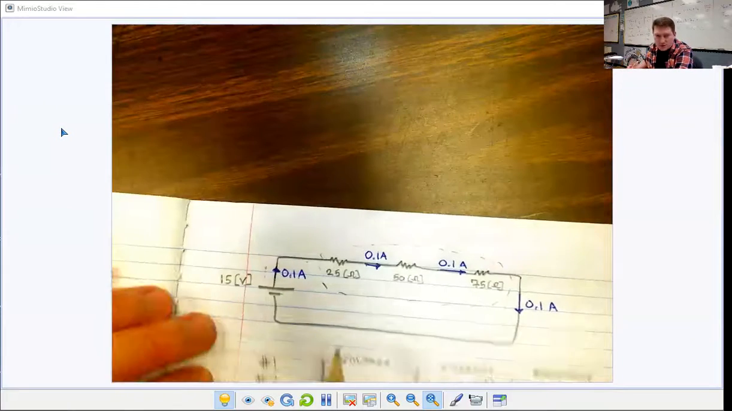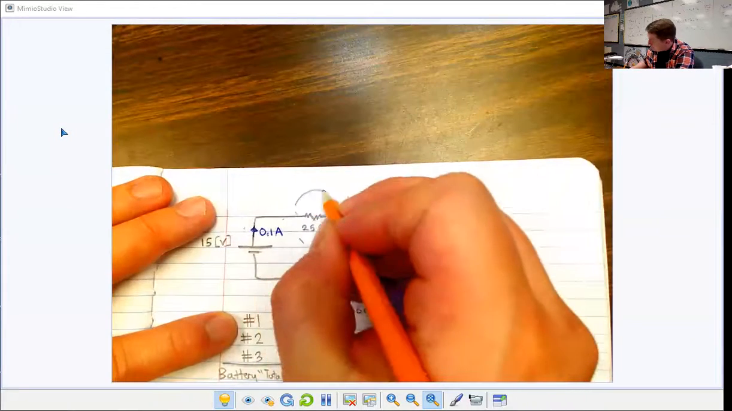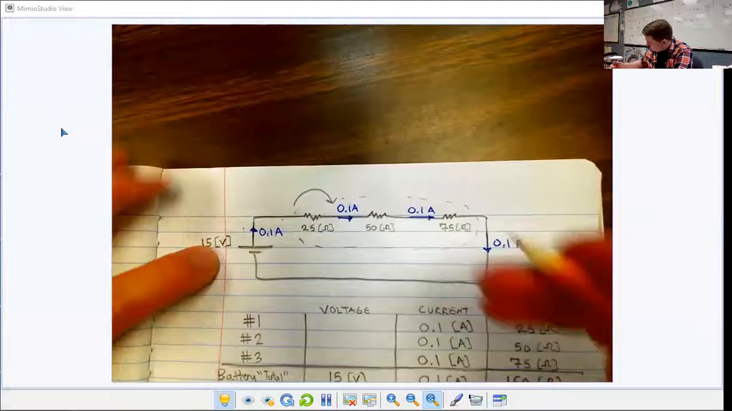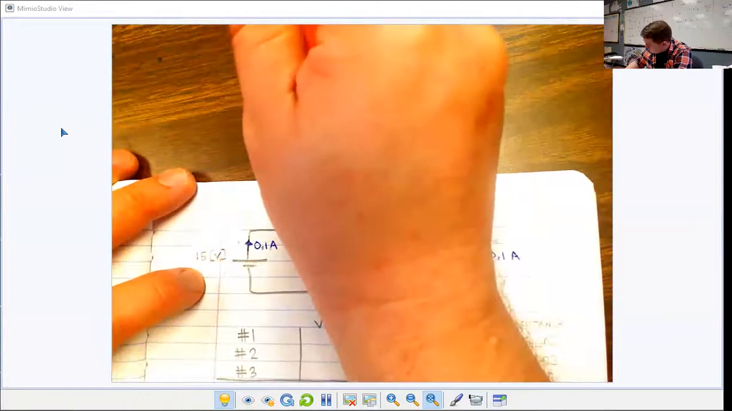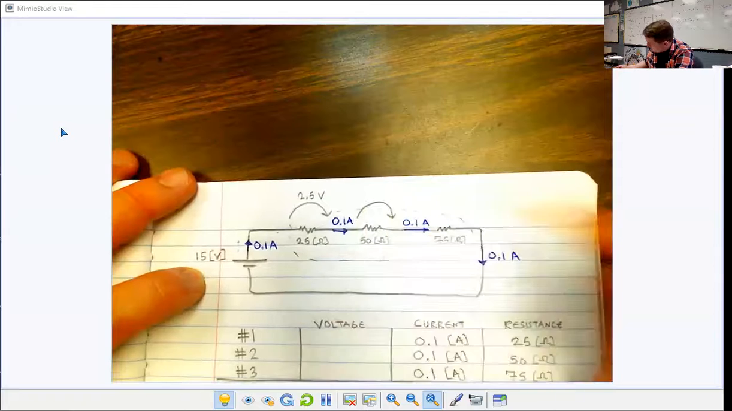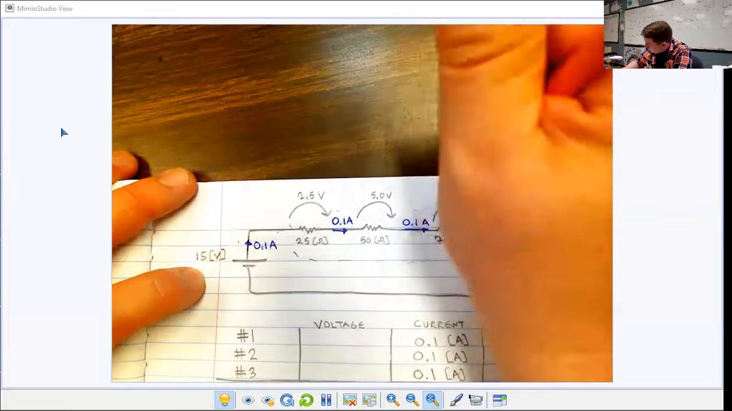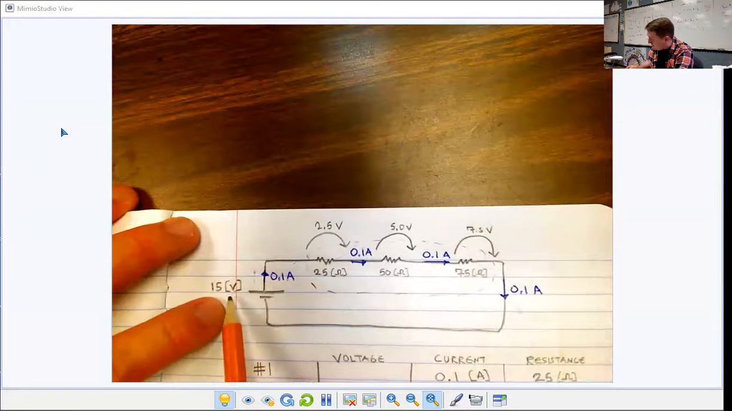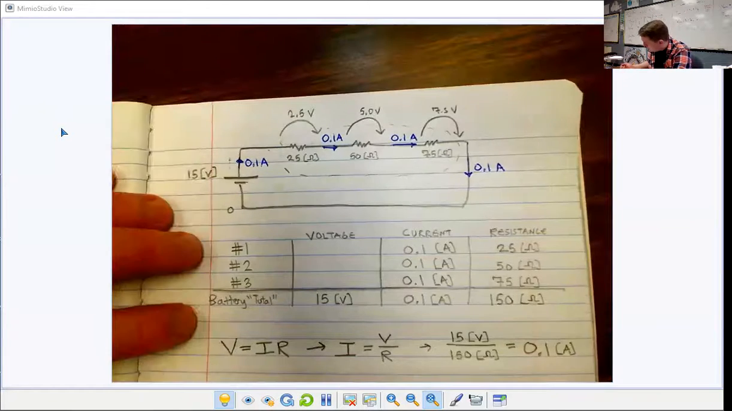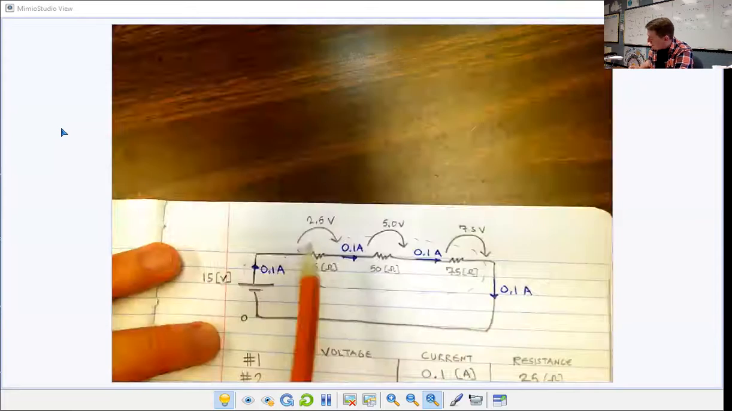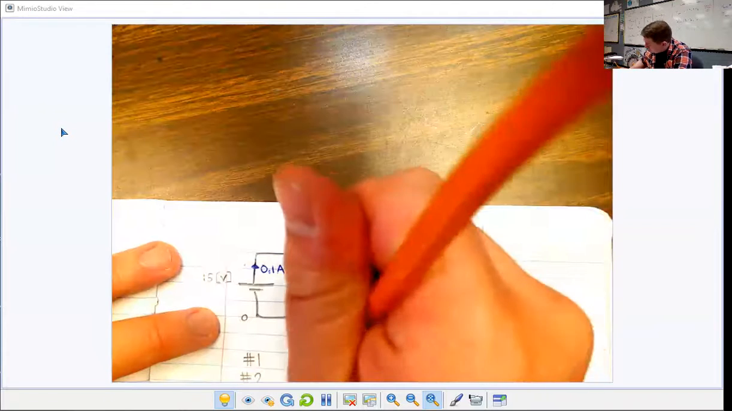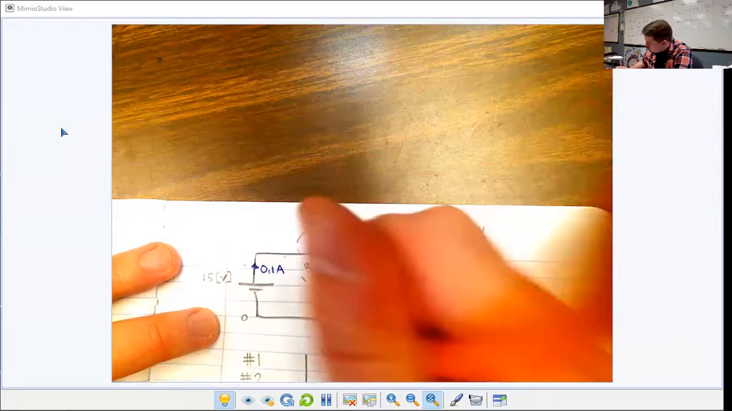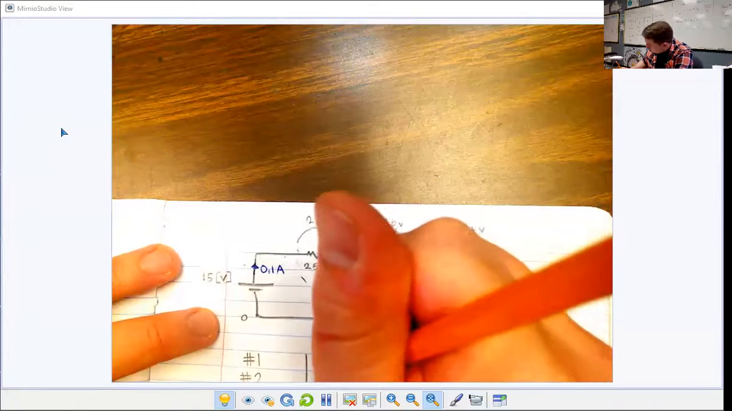In terms of voltage, which is in a way energy, the drop of voltage in the first one is 2.5 volts. The drop in the second one was 5.0 volts. And the drop in the last one was 7.5 volts. Well, if we drop these numbers from 15, that means here at the bottom, we have 0 volts. That's Kirchhoff's voltage law. The voltage of the battery should equal the voltages of every resistor attached to it per loop. And in this case, we only have one loop.